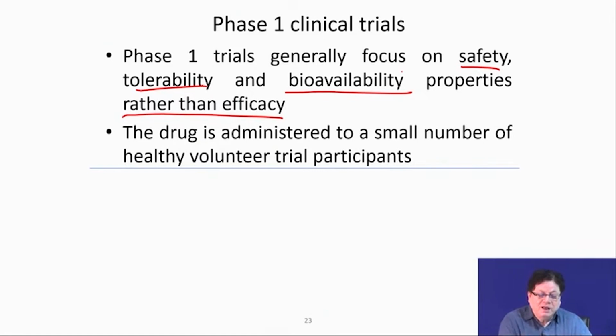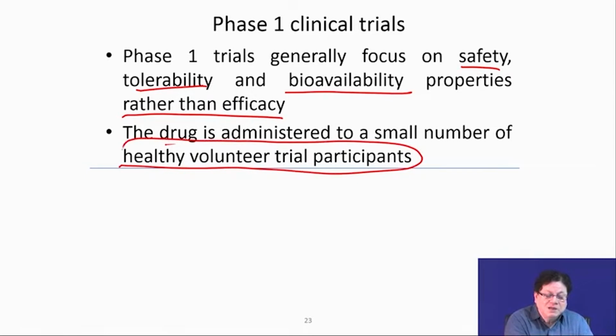Usually healthy volunteers are used for this trial period, because you are only checking the safety level, you are only checking the tolerability, and you are only checking the bioavailability. You are not focusing on the disease yet. So, first this is what is done, and healthy volunteers are required.